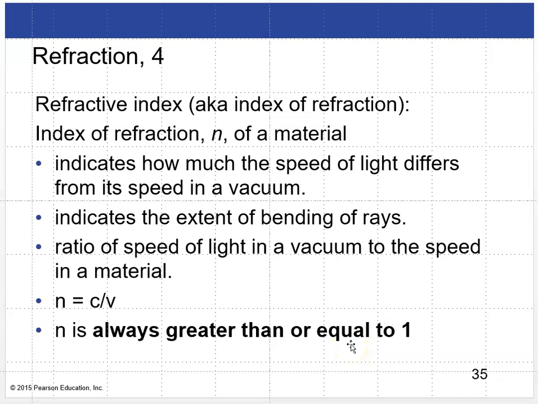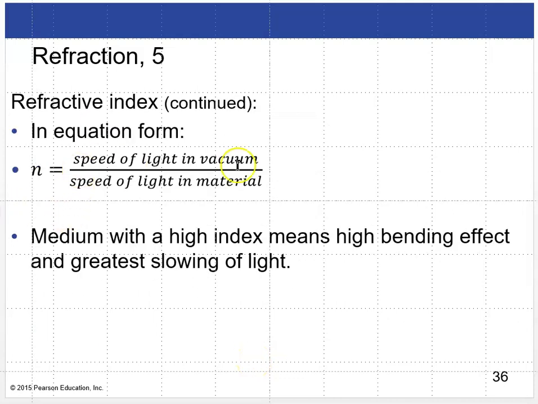In a vacuum, N equals 1. In air, it's 1.002. It's almost equal to 1, but not quite. It's slightly greater than 1. Glass is usually like 1.5. Water is 1.33. So in equation form, N is the speed of light in vacuum divided by the speed of light in material. A medium with a high index of refraction has a high bending effect.